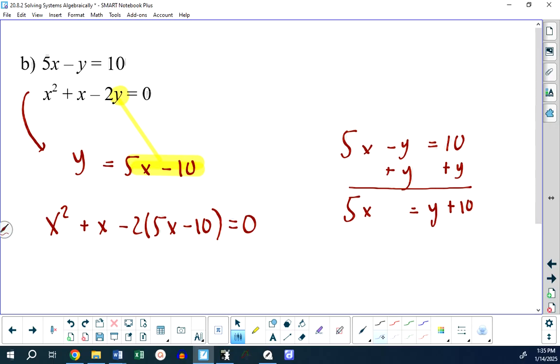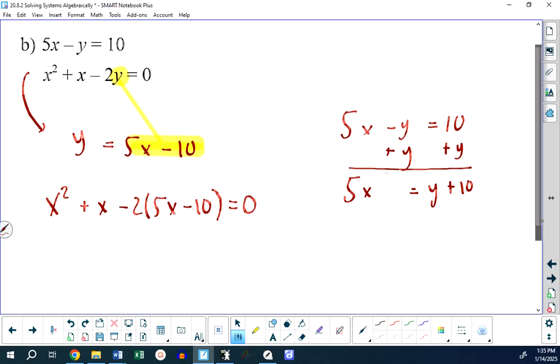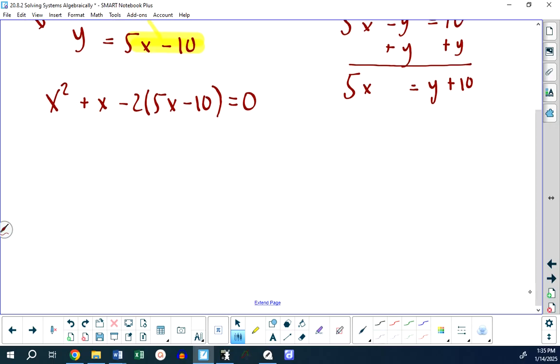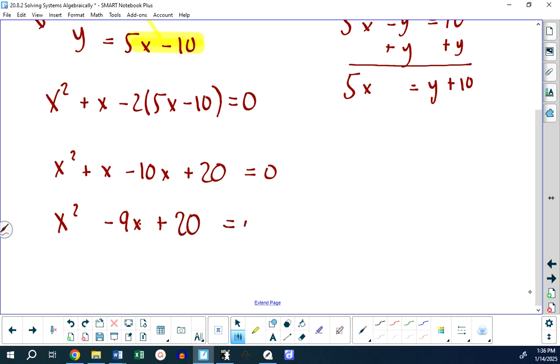The rest of this is just tedious work at this point, isn't it? And I mean that sincerely. The hard work is done. The heavy lifting is done. Now you just have to solve a quadratic equation, get your two answers, and find y. This leads us to x squared minus 9x plus 20 equals 0.